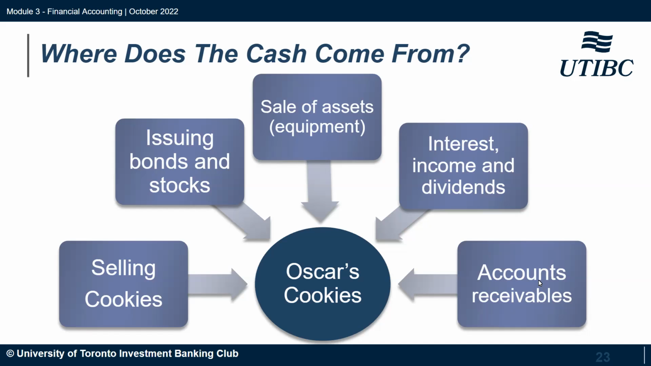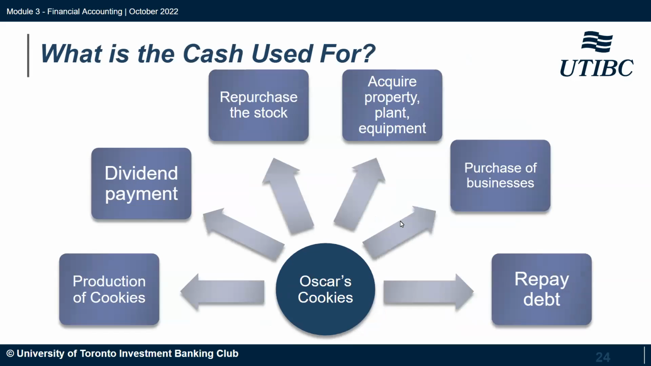And Thomas's Cookies also owes Oscar's Cookies $5,000. And what is the cash used for? It's used for more production of our revenue source, our dividend payment, the repurchase of stock. We can acquire property, plant, and equipment, and we can purchase other businesses. So we can do a vertical integration where we control the whole supply chain, and we can do repayment of debt.